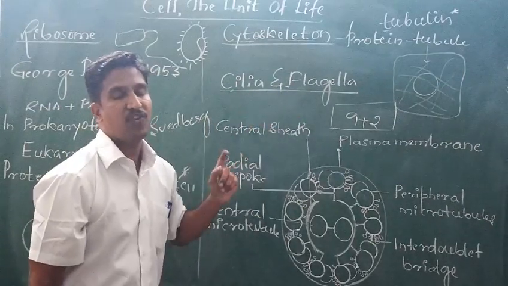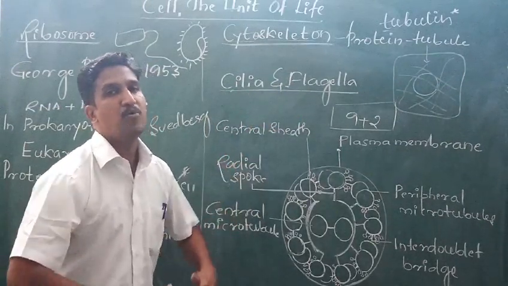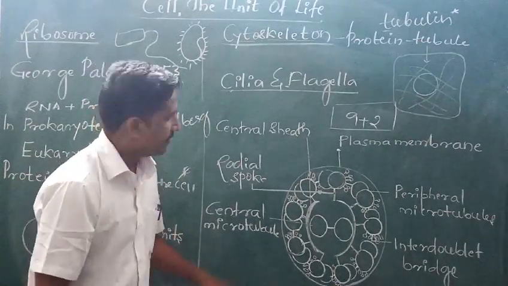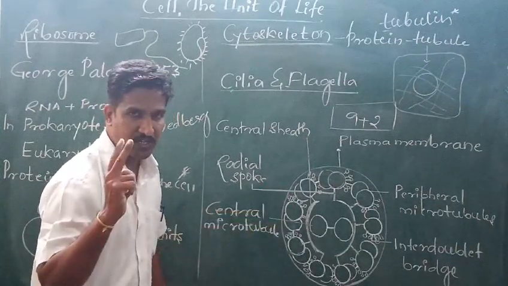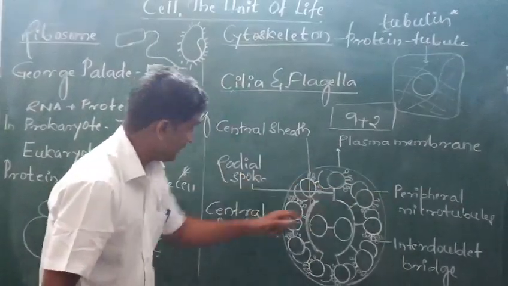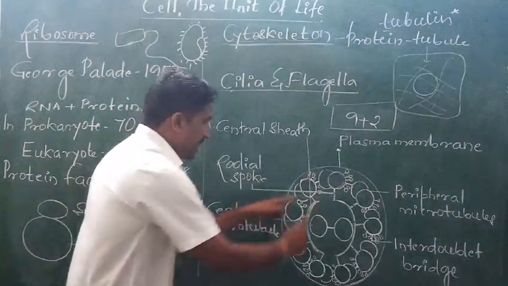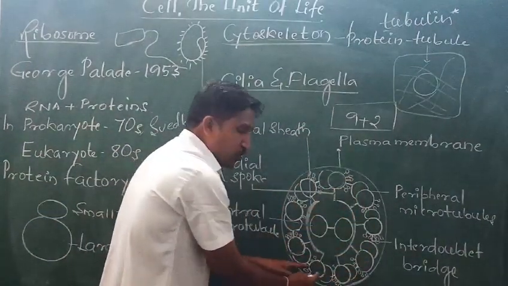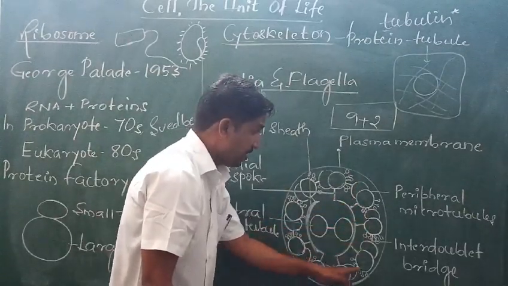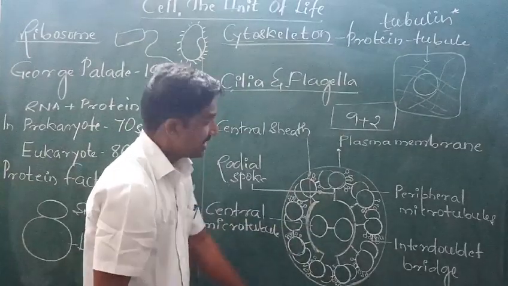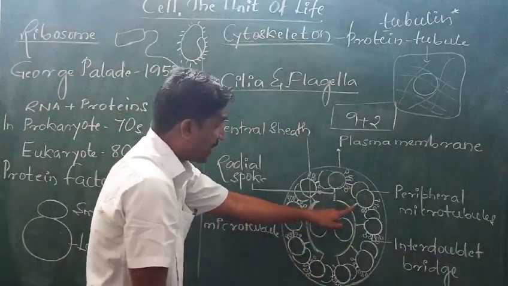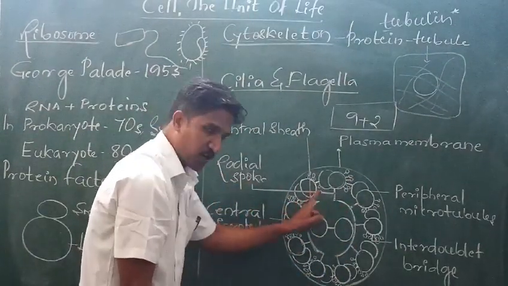Let me tell you once again, my dear students, you are learning cilia and flagella. These are helpful for locomotion. Locomotion means movement from one place to another in search of food and for reproduction. It consists of two types of tubules: peripheral microtubules and central microtubules. There are nine peripheral microtubules in doublets, and these peripheral microtubules connect to the central sheath by the radial spoke.